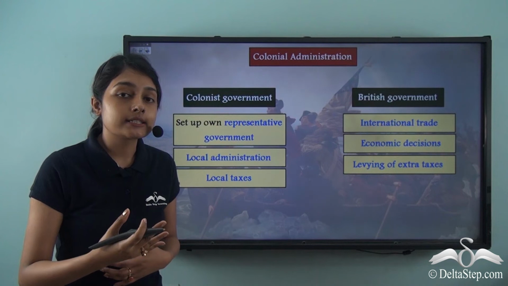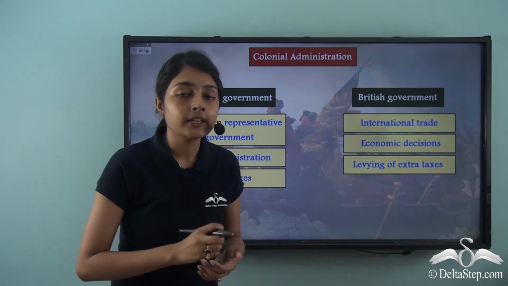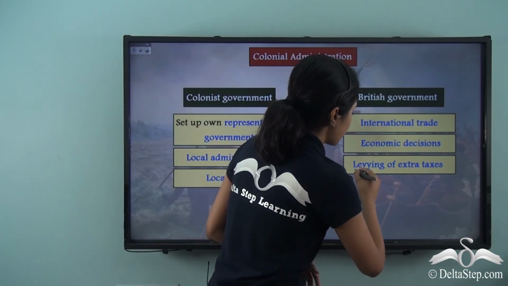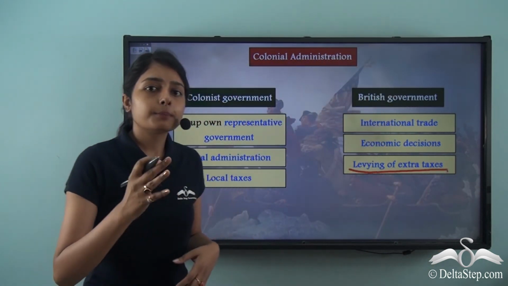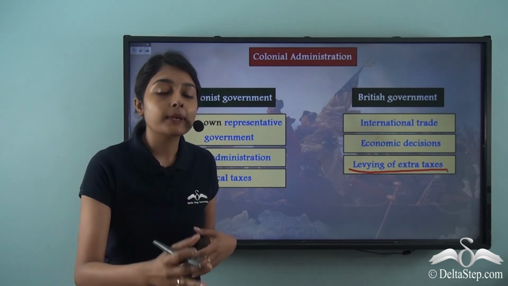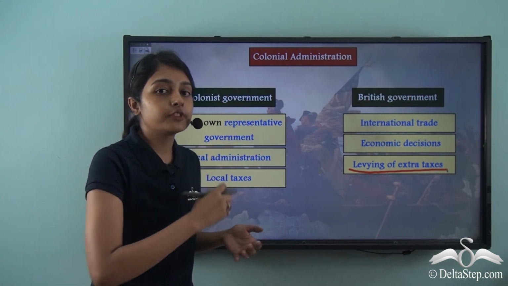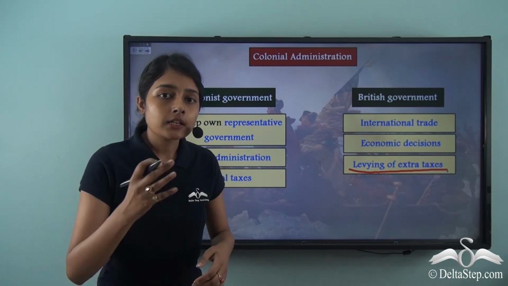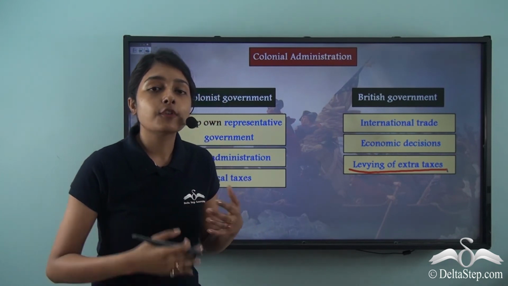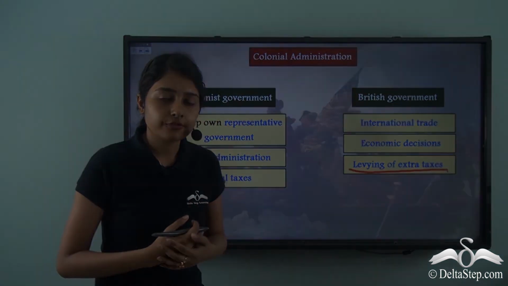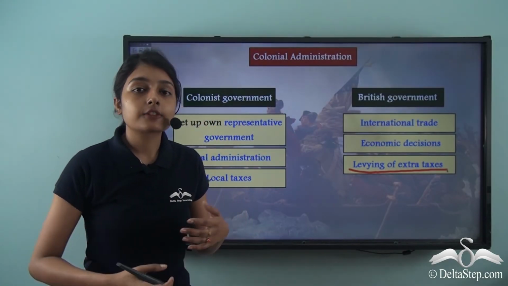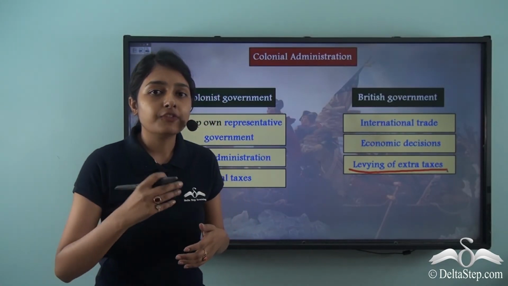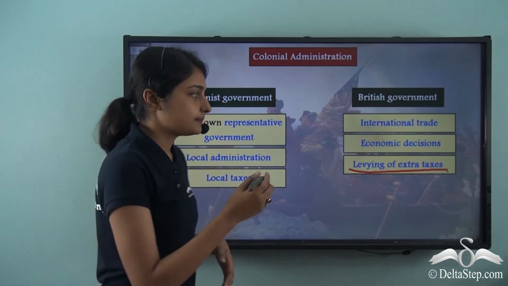Another very important and simultaneously unfair thing that the British government did to the colonies was levying extra taxes. The British government levied huge arbitrary taxes on the people of these colonies. Many taxes were levied on them, and the colonial settlers found these foreign impositions very oppressive. They were having to pay taxes that would go in turn to the British Parliament. So it wasn't in any way beneficial to the colonial settlers.